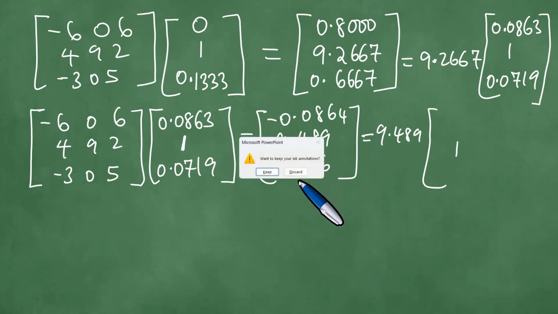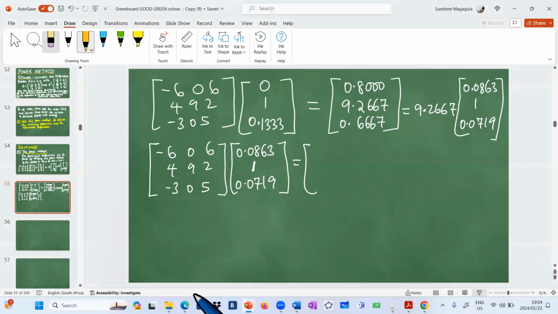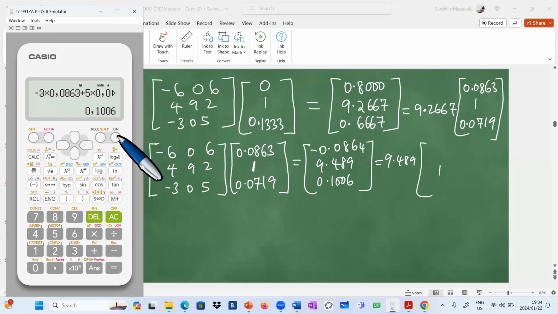And then here now you want to divide this by that. Let's use some division. Right, so if you do the division, you take the 0.1006, you divide by 9.489, like this, which is what you're going to get then, to four decimals, 0.0106. Okay, so that is the bottom one, and then you have a 1.